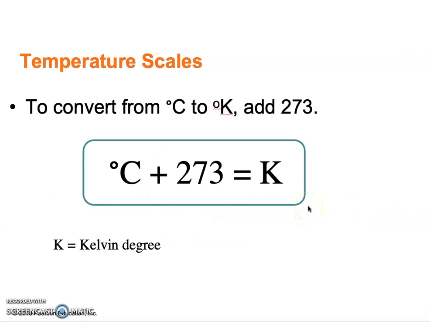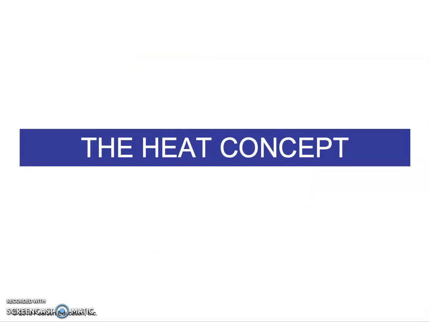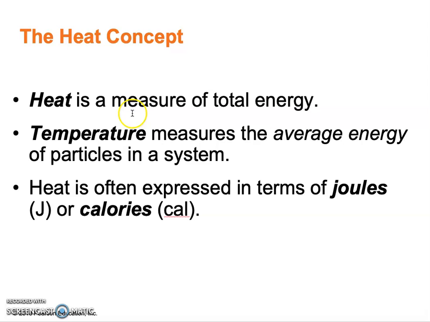How do you convert Celsius to Kelvin? You just add 273. So Kelvin degree equals Celsius degree plus 273. That gives you the Kelvin degree. K stands for Kelvin. Next, and also the last concept we learn in this chapter, is the heat concept. Heat is a measure of total energy. Temperature measures the average energy of particles in a system. Heat is often expressed in terms of joules, abbreviated J, or calories, or cal.